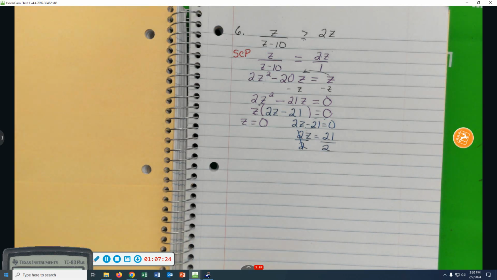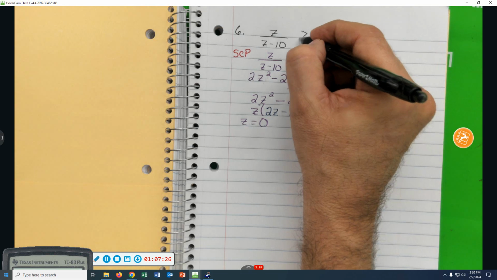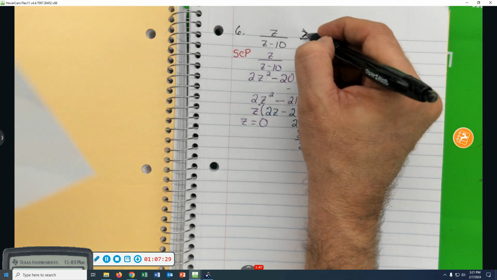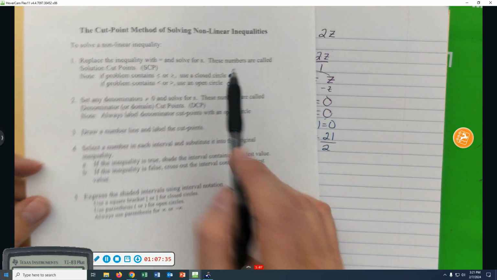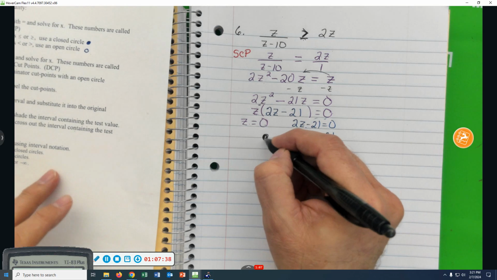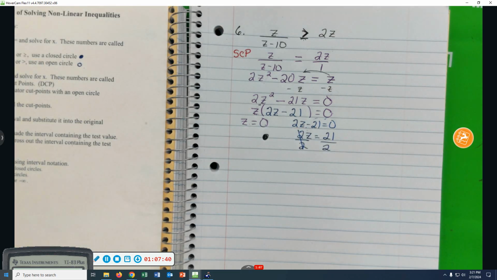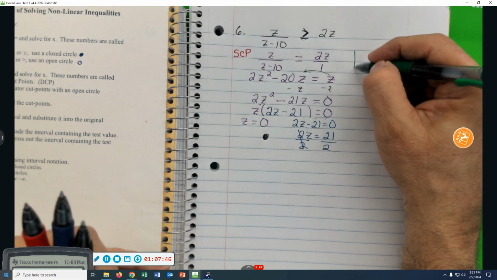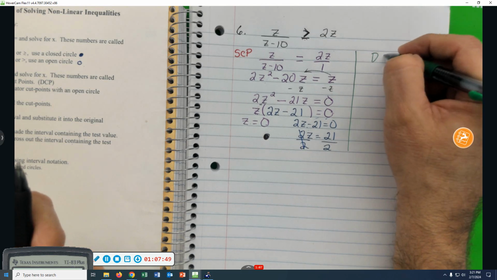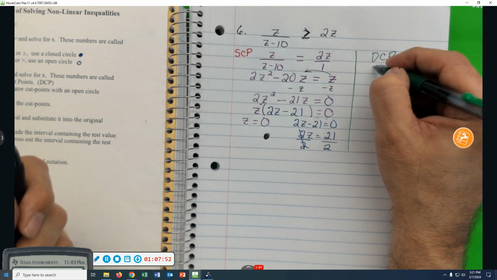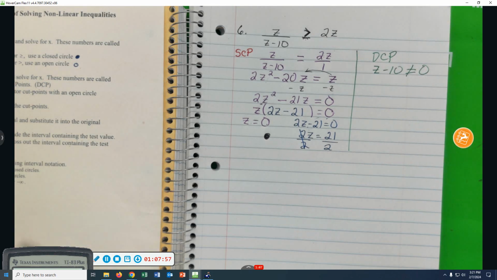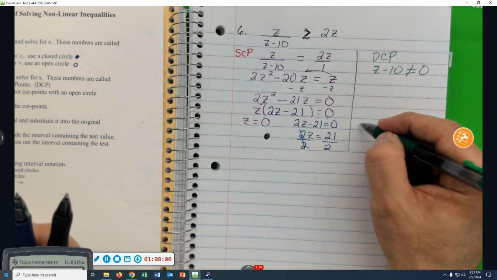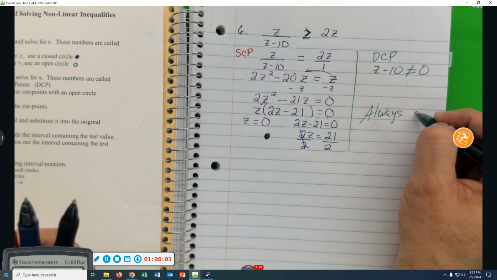Or we can have an open or closed circle. So look at the symbol. If there's an equal to, closed symbol. A closed circle. Okay? For the solution cut points, you've got to look at the symbol. For the denominator cut points, what do we always have for denominator cut points? We say denominator can't be 0. Yeah. So the denominator cut points are always open.